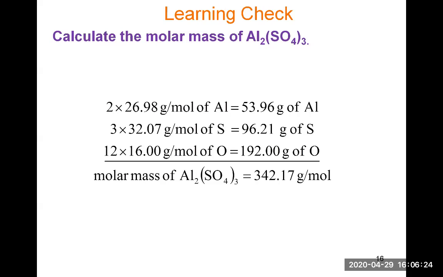So make sure you have the correct numbers. You calculate those intermediate answers and you add them all together. And the molar mass of Al2(SO4)3 should be 342.17 grams per mole. Again, keep 2 decimal places. Alright. So make sure you know how to do this properly.